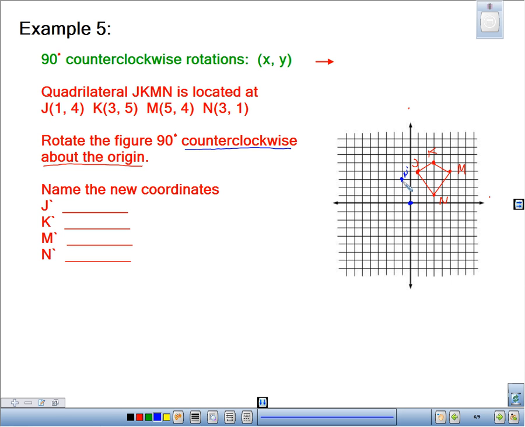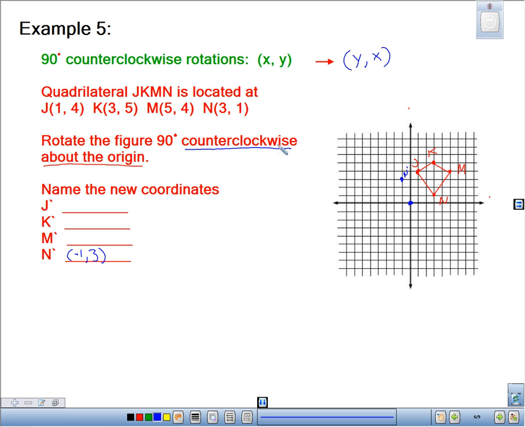But let's look at N prime's location and see if we can work out this coordinate notation. N prime is located at the point -1, 3. So, -1, 3. Well, let's look at that. How are these 2 points related? All right. Well, notice the 1 and the 3 have kind of swapped places here. So let's write that in. Instead of xy, they're going to trade places. I'm going to write my x coordinate last, my y coordinate first.